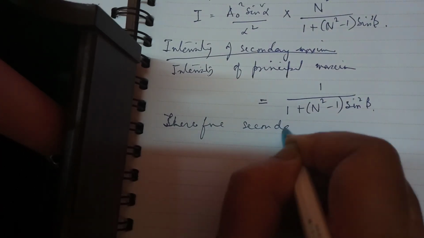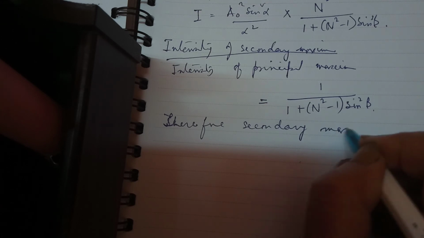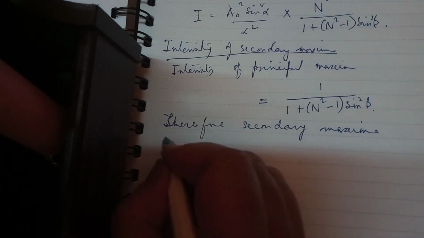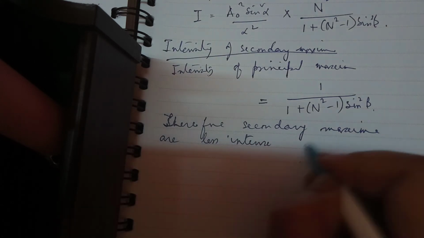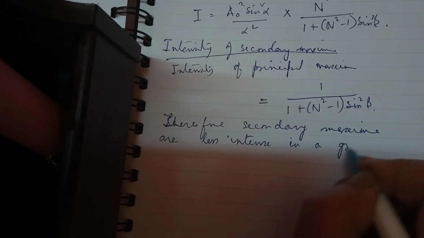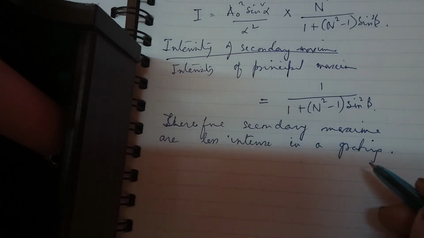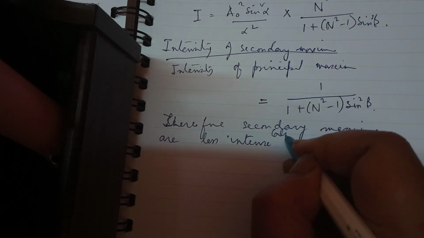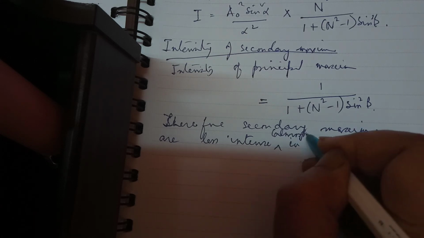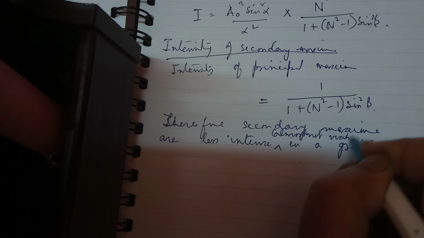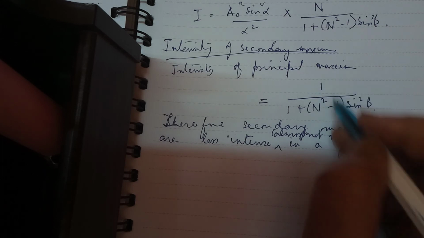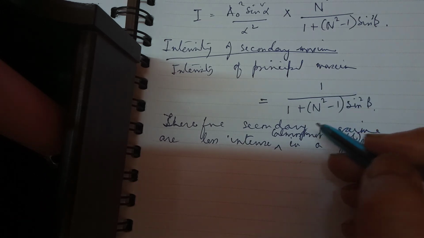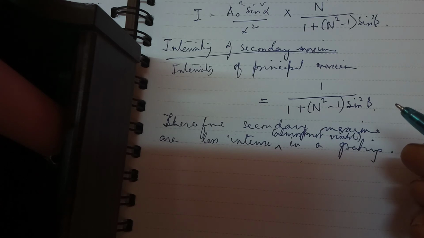Secondary maxima are less intense in a grating, almost not visible in a grating, because n increases with the number of slits and therefore 1 by n goes to 0. Okay, so let's stop over here for this particular video.